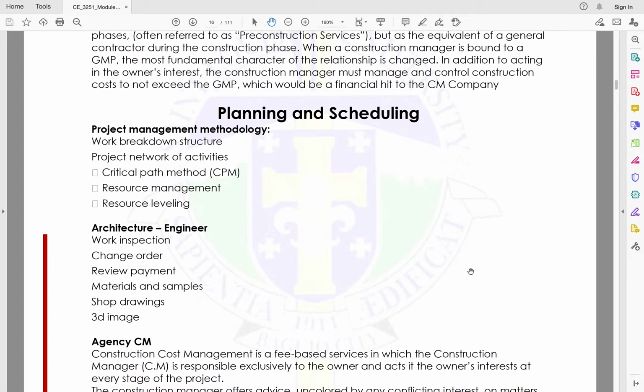Okay, and planning and scheduling. So project management methodology. So breakdown structure, work breakdown structure. So project network of activities. So what are the things that we do in the project network activities. So we have what we call the critical path method or the CPM.